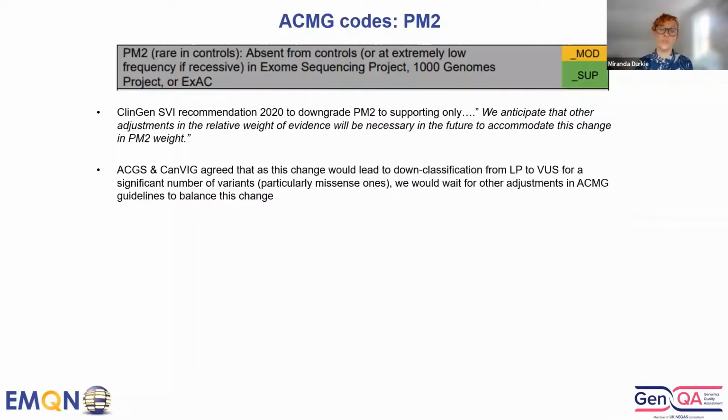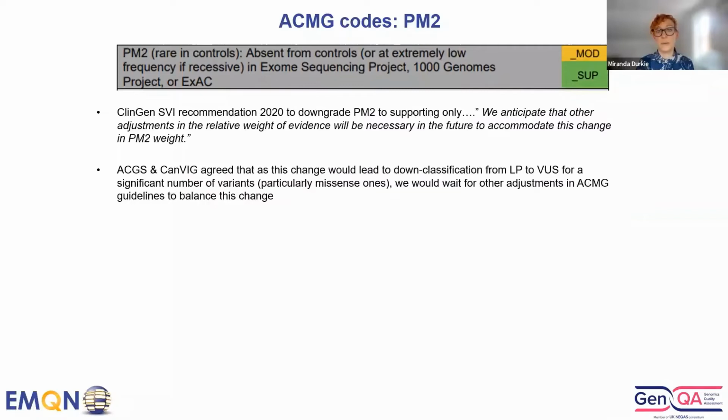So the ACGS and CanBIG together agreed that, as we'd done a preliminary look at some of our variants, a significant number, particularly missense ones, would be affected and would actually move classification from likely pathogenic to VUS, that we would hold on for these other ACGS guidelines in order to balance this change.